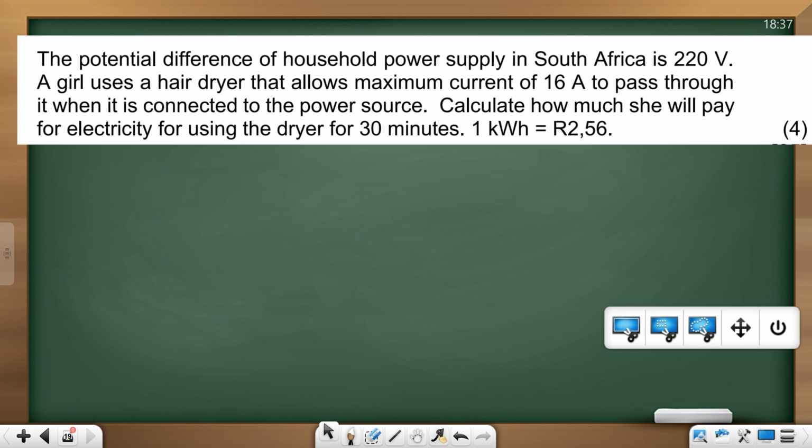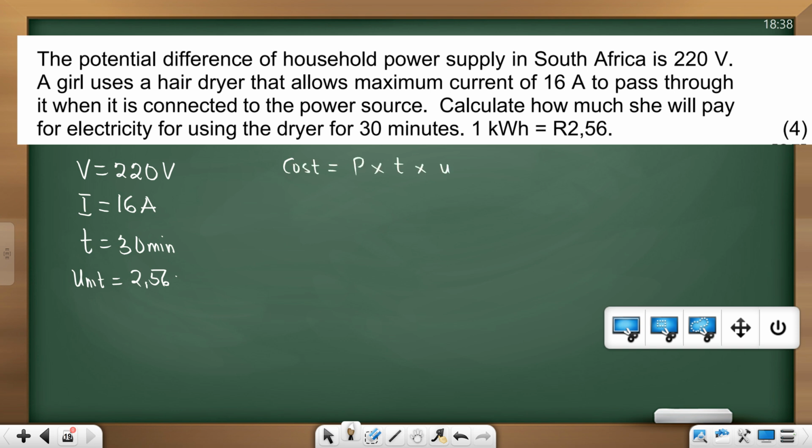The potential difference of a household. Okay, good. This one you need to calculate power. I love this one. Okay, let's check. The potential difference of a household is that. So V is 220 volts. A girl uses a hairdryer that allows maximum current. Beautiful. They're giving us I of what? 16 amps. To pass through when it is connected to the power source. Calculate how much she will use for electricity. Time is 30 minutes. We have a problem. And our unit cost is what? 2 rand 56.